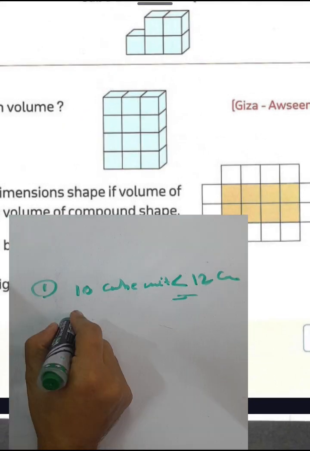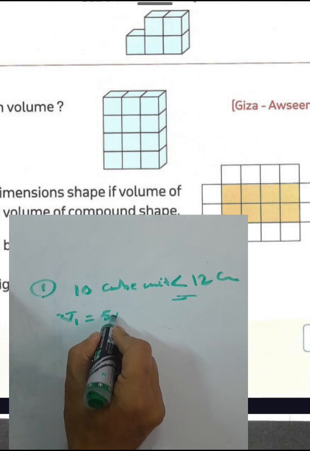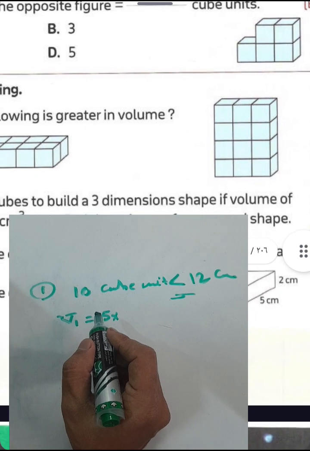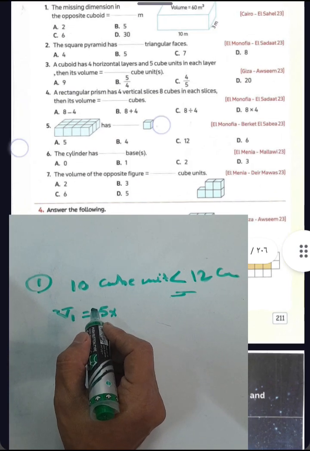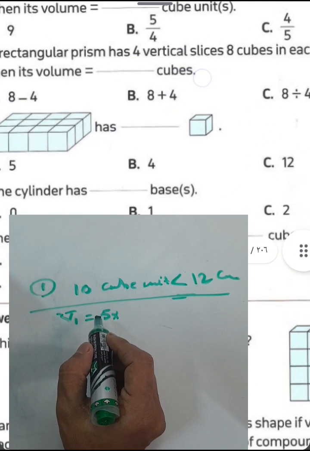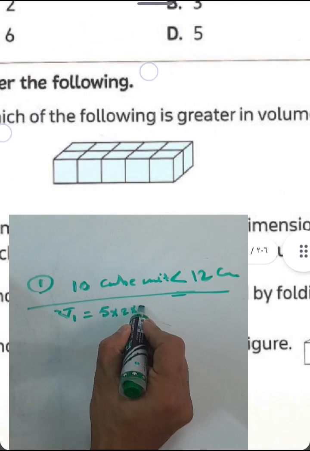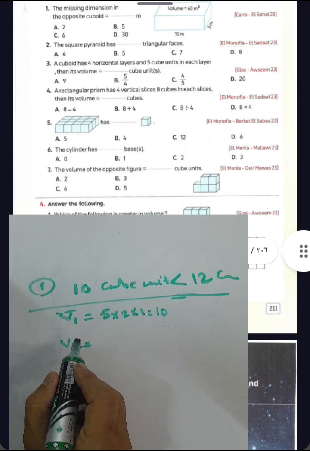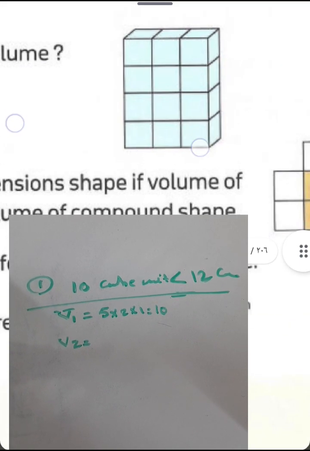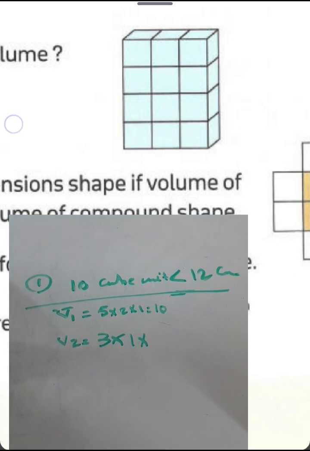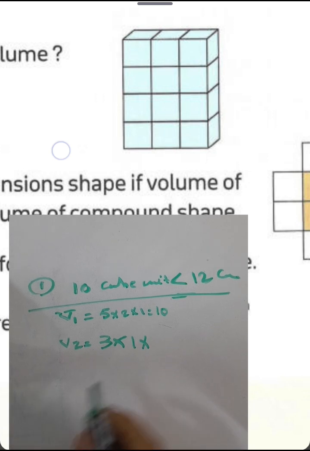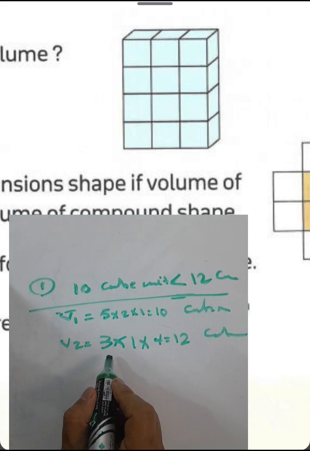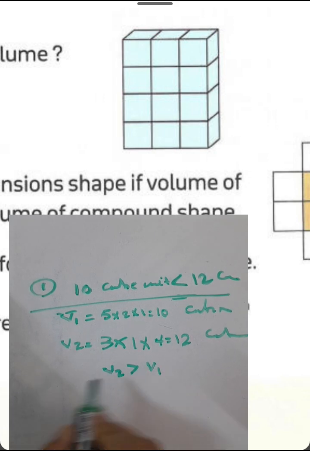Then you can write volume 1 equals 5 times 2 times 1. We have 5 in the base, length times width times height. You can solve by this method or this method. Volume 1: length times width times height, 5 times 2 times 1, it will be 10. And volume 2: length times width times height. We have 3 in the base, 3 lengths, width 1, and height 4. Cube units. Then volume 2 will be greater than volume 1.